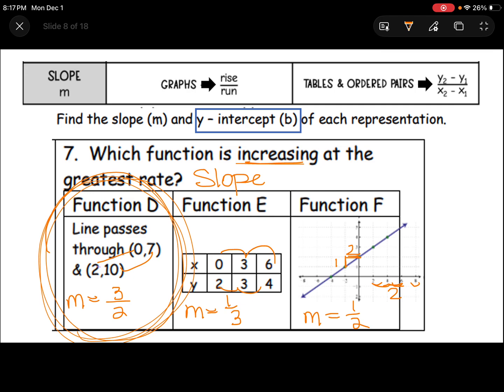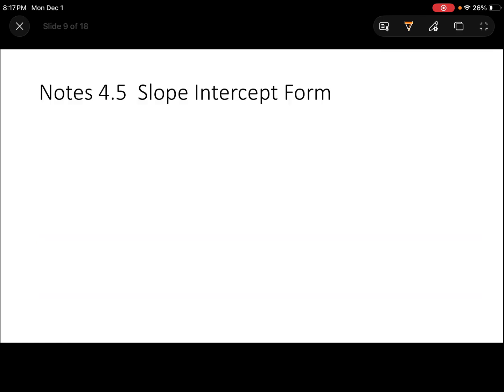At this time, this video is going to be over. You're going to keep your bell work paper out, but you're going to go up and get a copy of the notes, 4-5, writing slope-intercept form. And once you pick these up, you're going to start the next video. And that video will take you through the notes.